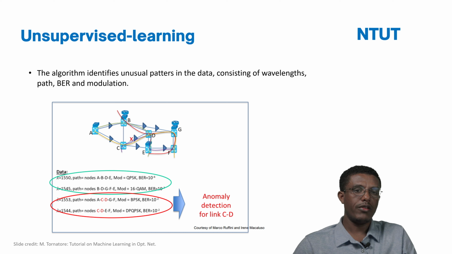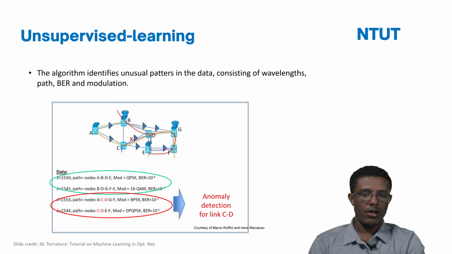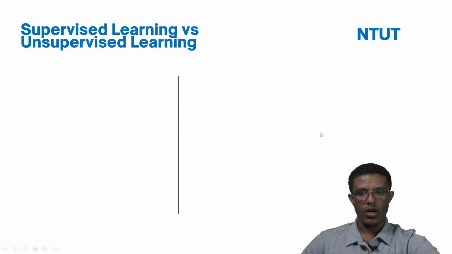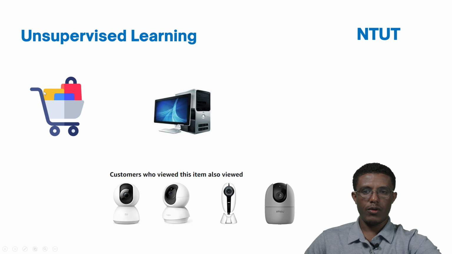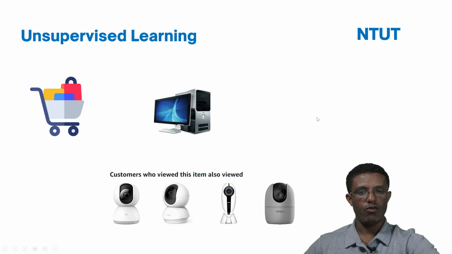So in order to easily identify this type of problem, we can use unsupervised learning. Unsupervised learning is also important for recommendation. For example, if someone buys this item, the system recommends it to customers who viewed this item, who also viewed this other one, just as a suggestion. So for this purpose it is also important.